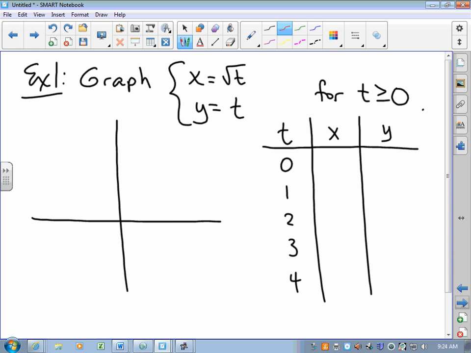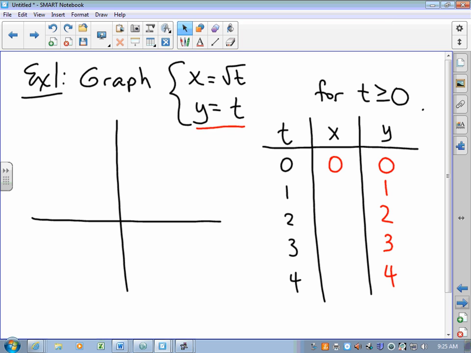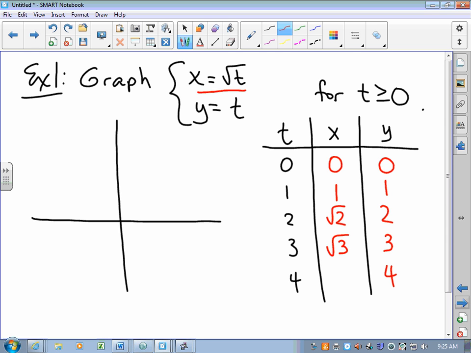So if t is 0, then x is the square root of 0, and y is 0. In fact, with y being t all the time, the y column is easy to figure. x is the square root of t. So we've got square root of 0, square root of 1, square root of 2, square root of 3, square root of 4.